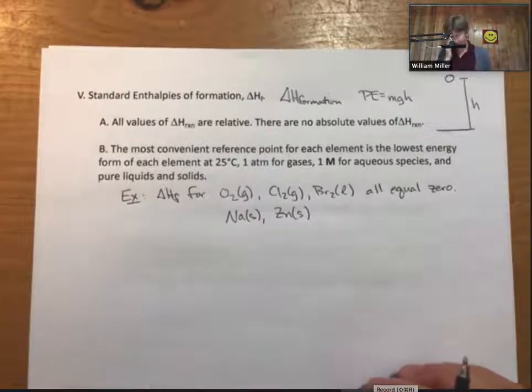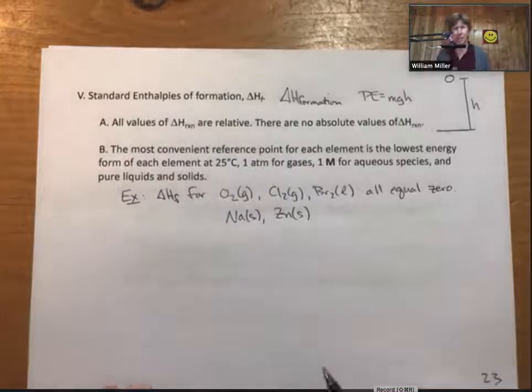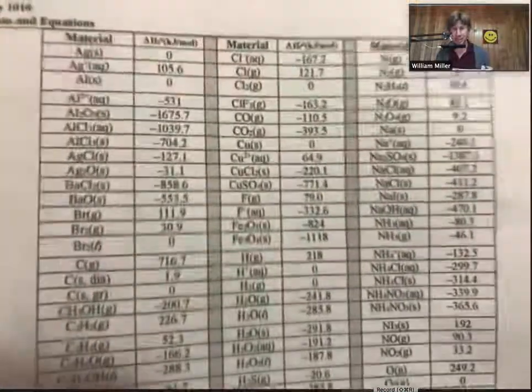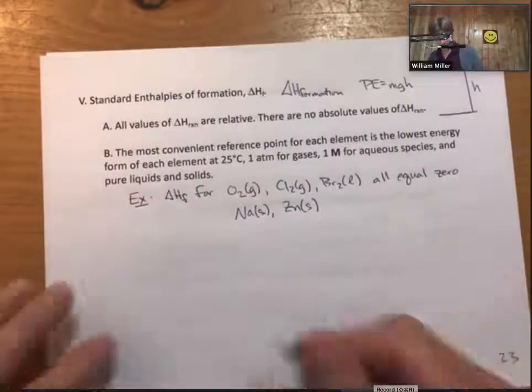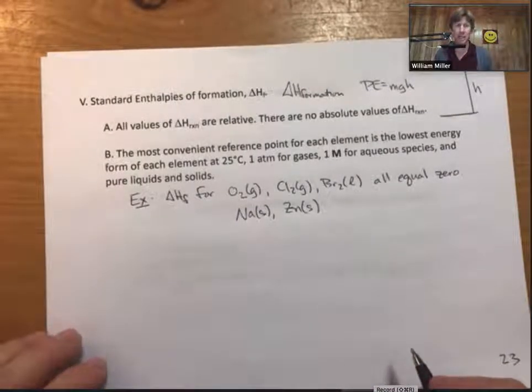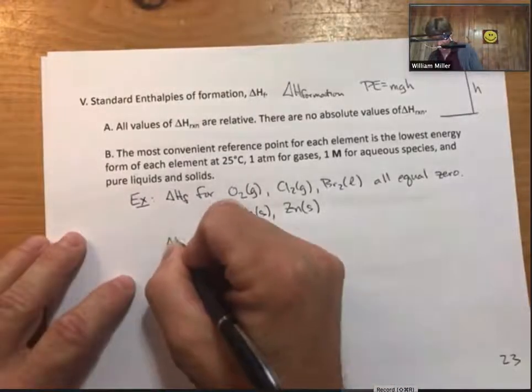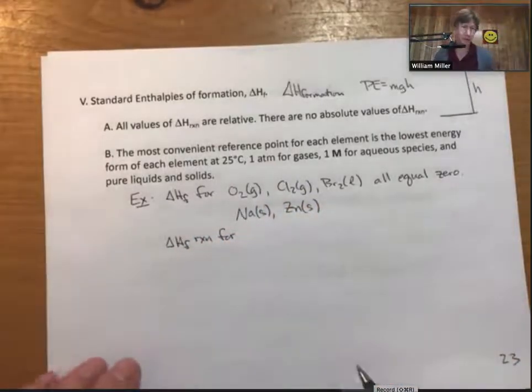All right. Then for solids, gases, and then when we have compounds, we will tabulate, and what I've got is a table of delta HF values that you will be given on your exams. And what we're going to do is what's called a delta HF, or change in enthalpy of formation reaction for sodium chloride solid.